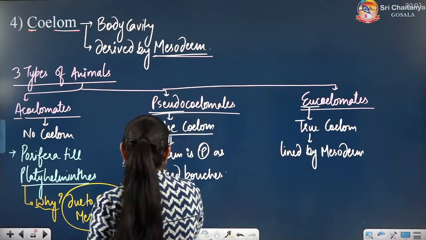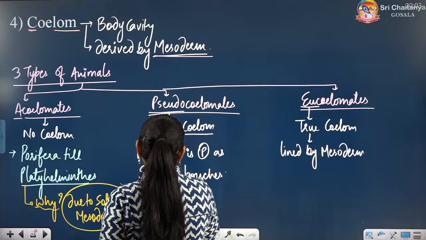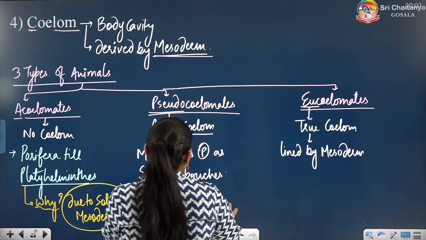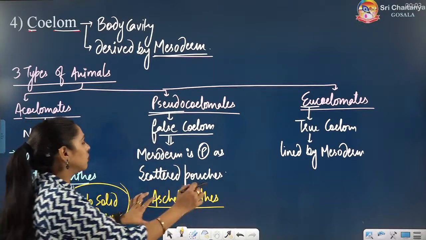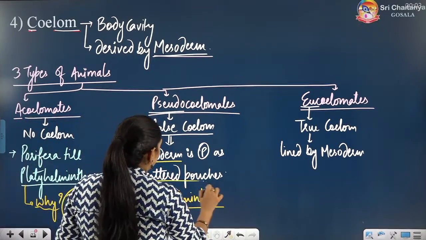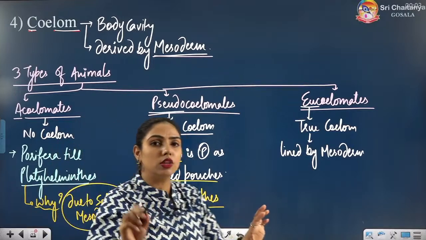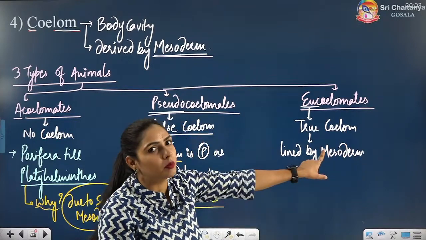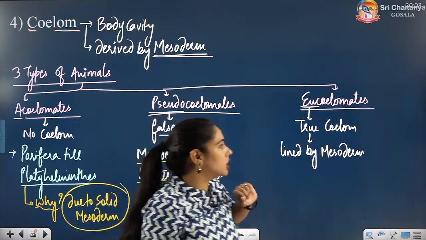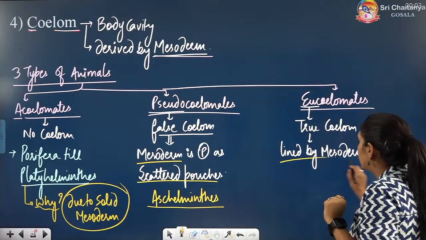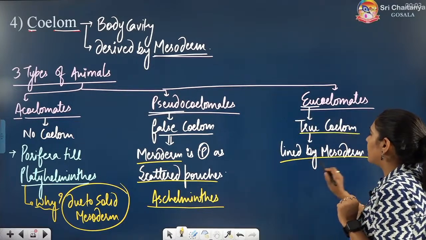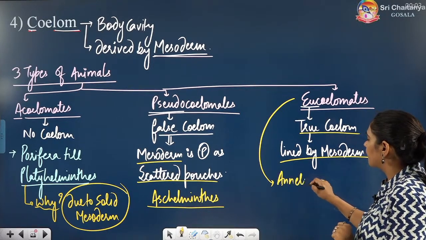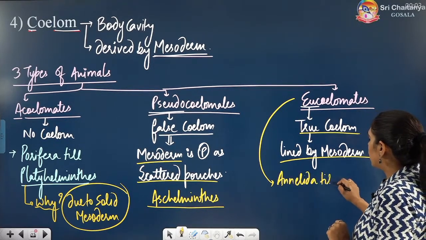Coming to the pseudocoelomates, the example is Aschelminthes. I will show you with the help of the diagram. In Aschelminthes, you will find mesoderm as scattered pouches. In between those scattered pouches there is a space, but that is not lined by the mesoderm on both the sides. But in eucoelomates, the true coelom is lined by mesoderm on both the sides, and the examples are from Annelida till Chordata.